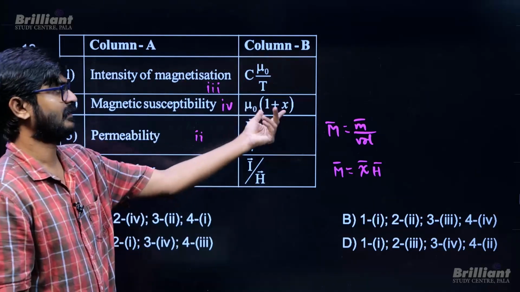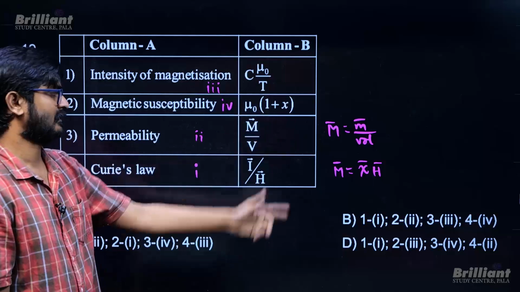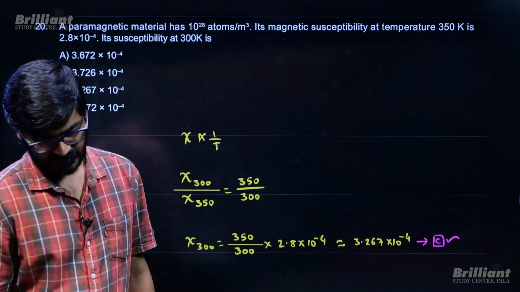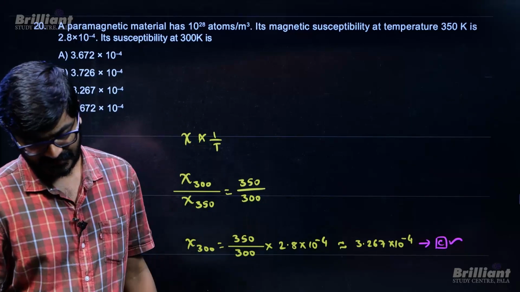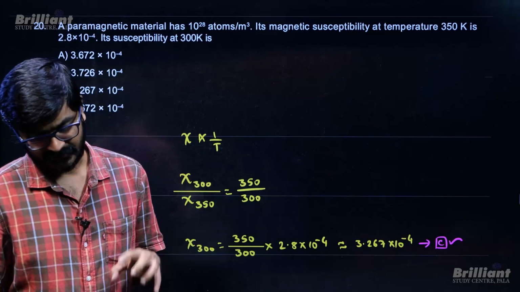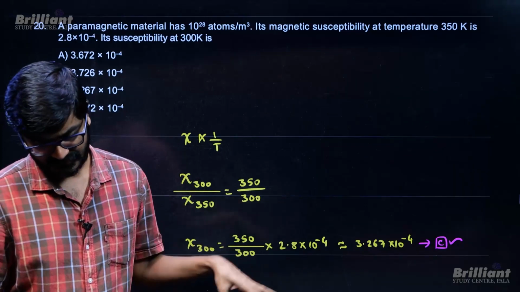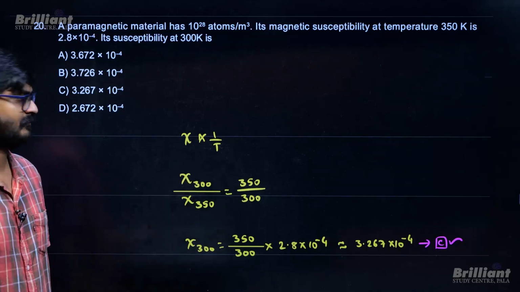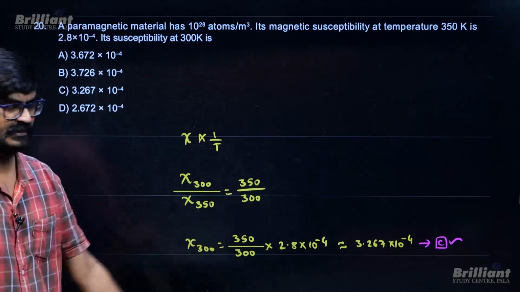Permeability is mu naught into mu r. Mu r is 1 plus chi. Curie's law, we have just seen. A paramagnetic material has 10 power 28 atoms per meter cube. Its magnetic susceptibility at temperature 350 Kelvin is something. Its susceptibility at 300 Kelvin. We have just seen it is inversely proportional to the absolute temperature. So you can take the ratio and get the answer, right?